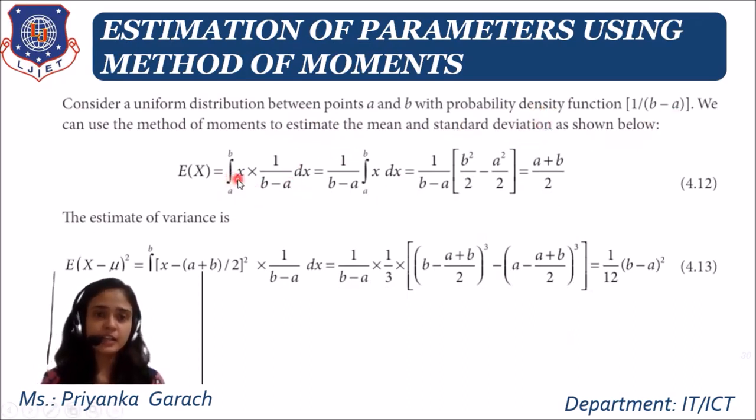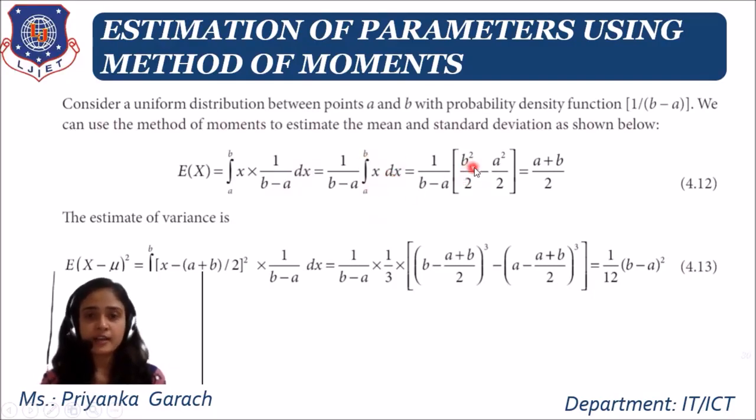So I can write each value of x into the probability density function, and it is between A and B. So I have set the limit as A to B like this. So I can write 1 upon B minus A, which is constant, as my integration is related to x. So I can write integration of x dx.